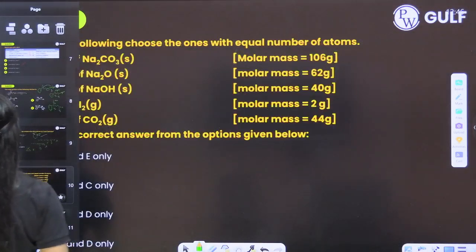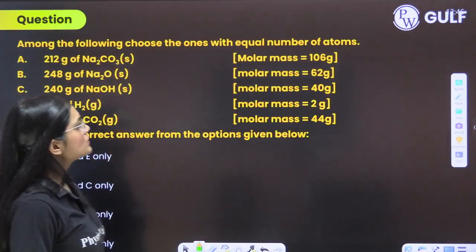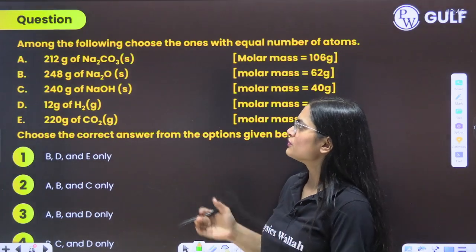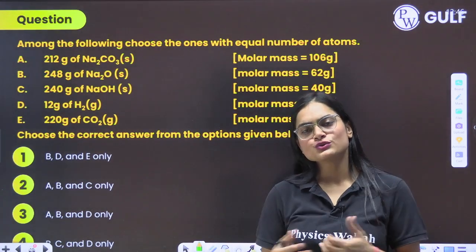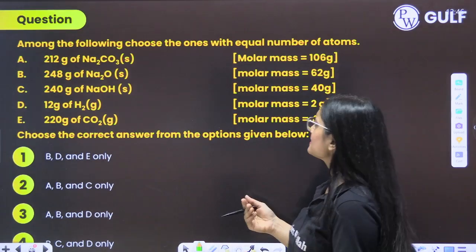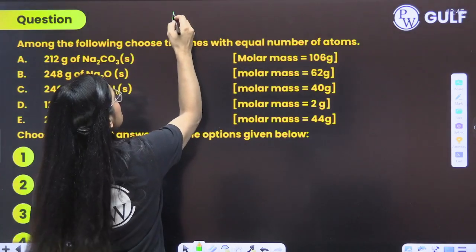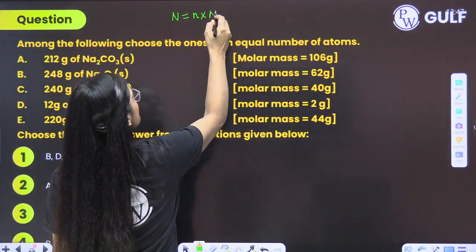Next one. Among the following, choose the ones with equal number of atoms. You have to find the one which has an equal number of atoms. So beta, in the case of molecules, how do you find the number of atoms? There is a simple formula. The number of atoms equals number of moles times Avogadro number times atomicity.